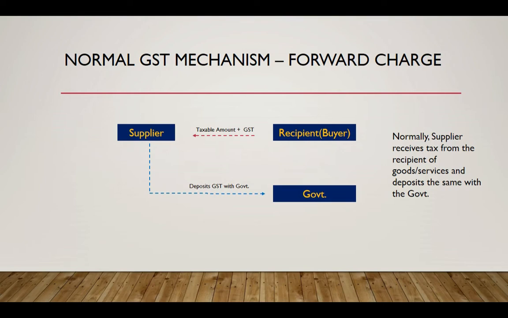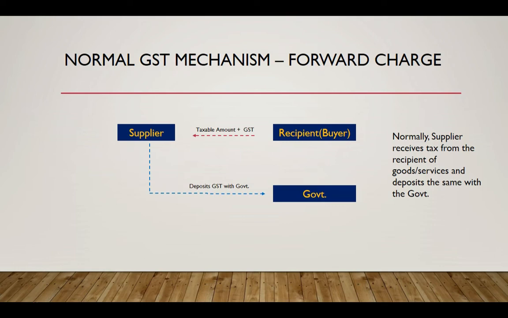Usually, when a buyer buys goods, he makes the payment to the supplier, and the payment consists of two components: one is the taxable amount and another is the GST component. The supplier deposits the GST with the government. This process is referred to as forward charge mechanism. So you can read over here: normally, the supplier receives tax from the recipient of goods or services and deposits the same GST to the government.